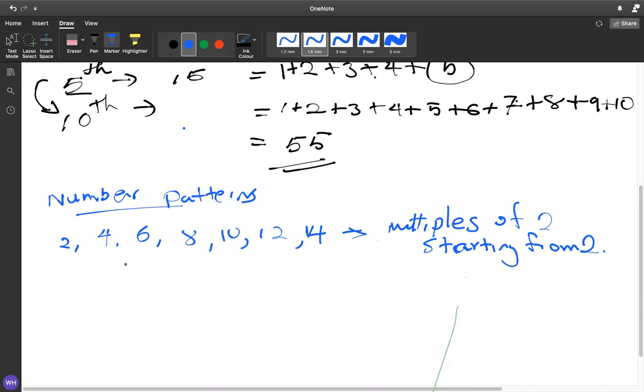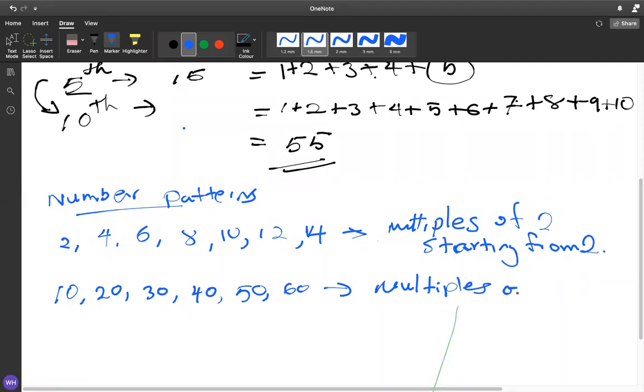Yes, sir. Okay, then let's have a look at this. If you consider this number pattern, it is multiples of 10, and where do you start it? You have to tell the starting point, right? Multiples of 10 starting from 10. Yes, very good. Starting from 10, right?